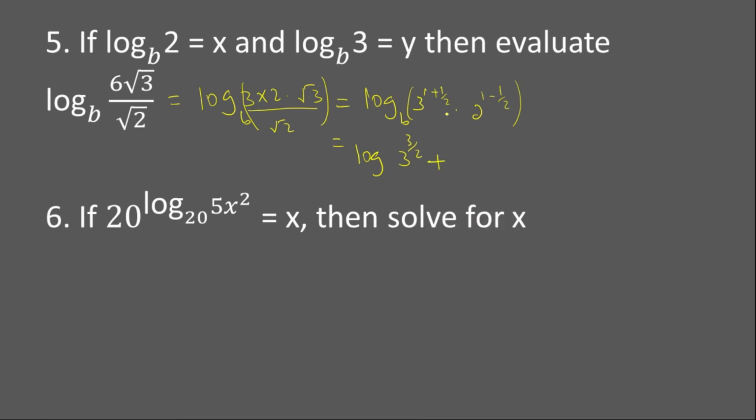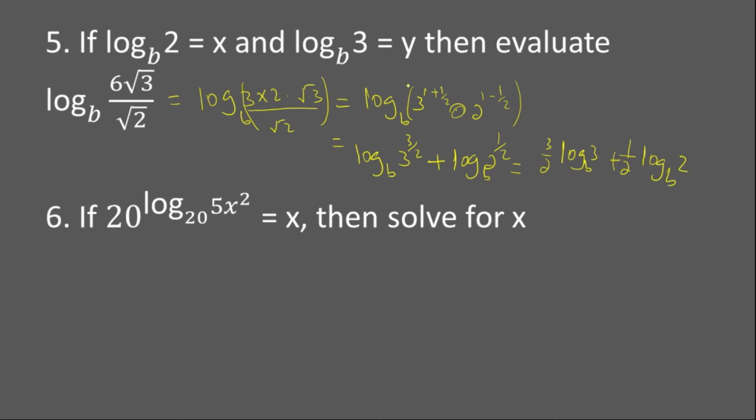We can make it, since it is a product with the same base, the base b, plus the logarithm of 1 over 2, which means to the power of 1 over 2 to the base b. This is equivalent to bringing the exponent to the front: 3 over 2 times log 3 to the base b plus 1 over 2 times the logarithm of 2 to the base b.